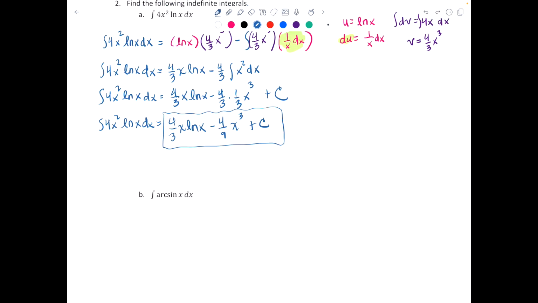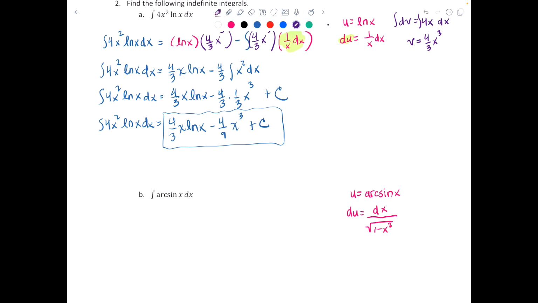Cool? All right, our next one is the integral of arcsine of x dx. And so at some point you will kind of celebrate a little bit because the only possible thing you can pick for u is arcsine of x because it doesn't have a basic integration formula. So our du will end up being dx over the square root of 1 minus x squared.